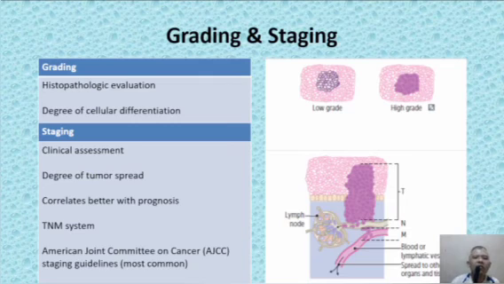So again, what's the difference between grading and staging? Grading looks at cellular differentiation, whether it is well differentiated or poorly differentiated. For staging, we look at the extent of metastasis, the extent of invasion of the cancer. For grading, we base it on biopsy, histological findings. For staging, we base it on CT scan findings, where we can assess the degree of spread of tumor cells.